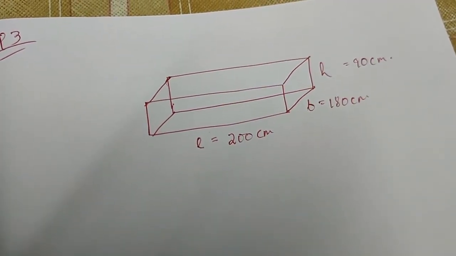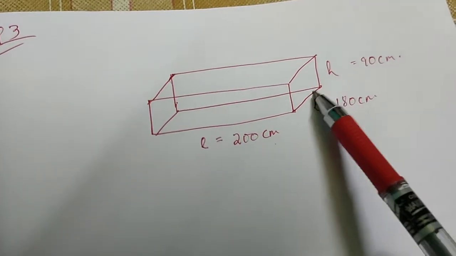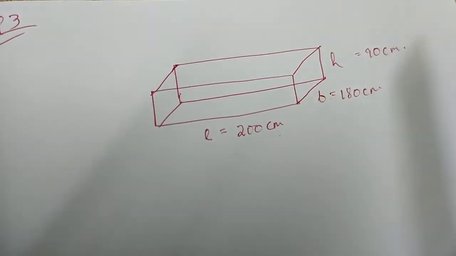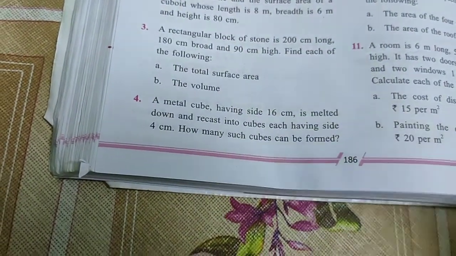Okay, length is 200, breadth is 180, and this is your height. Height is your 90 centimeter. Now next question is question number 4.